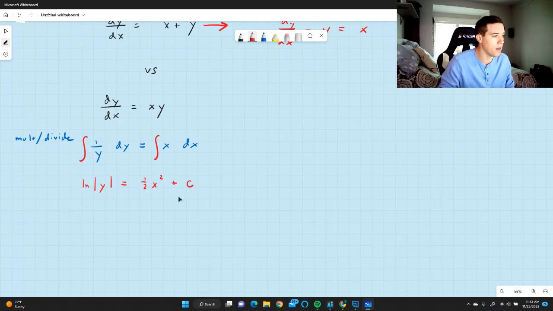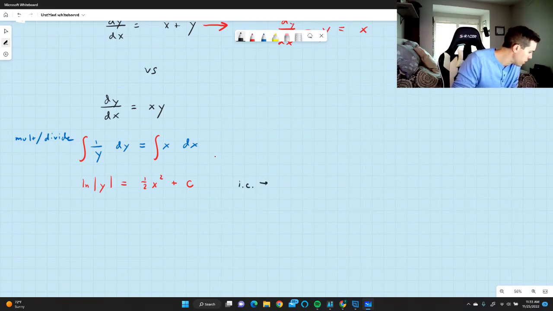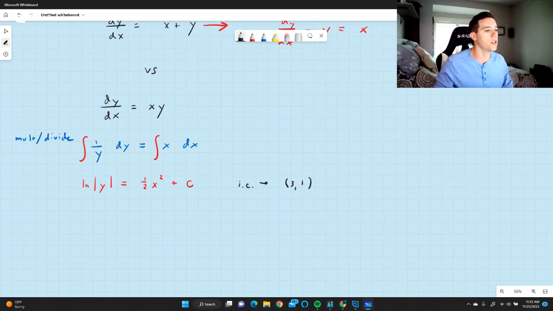Do not forget plus c. This is called your constant that could be there, and we will solve for c pretty much every time if we are given an initial condition. So let's say there is an initial condition. The initial condition I want to use is 3, 1. So let's say the original function goes through the coordinate 3, 1. Then we can plug this information in and solve for c.